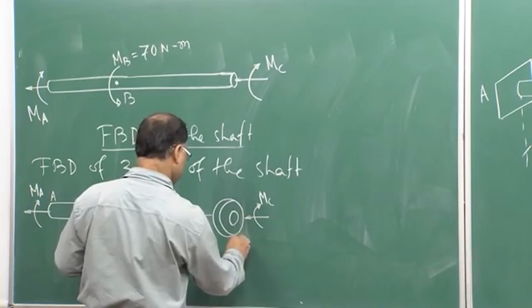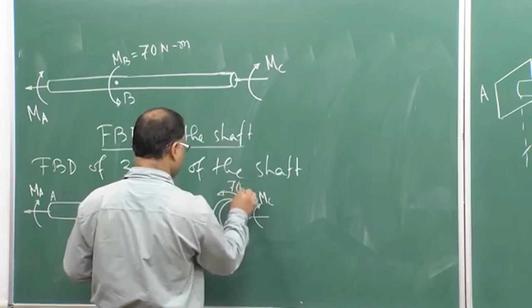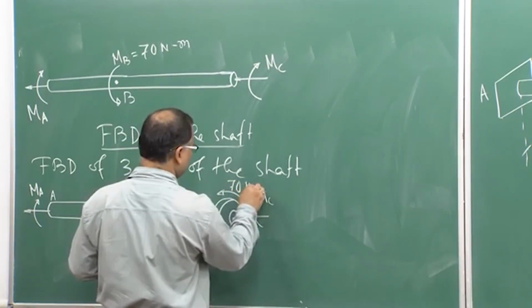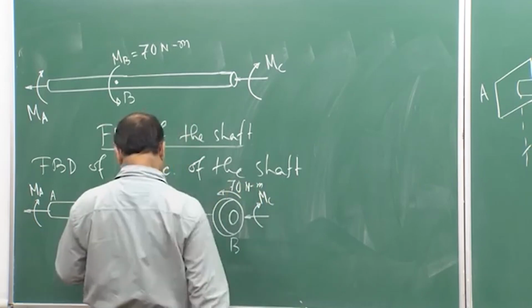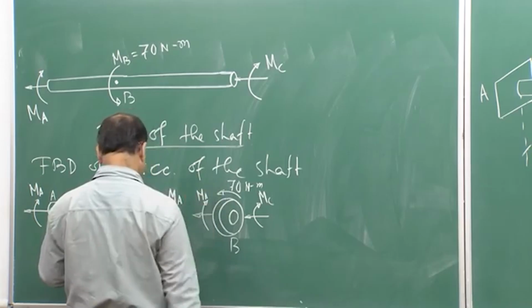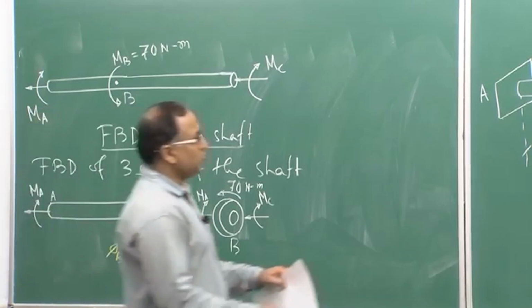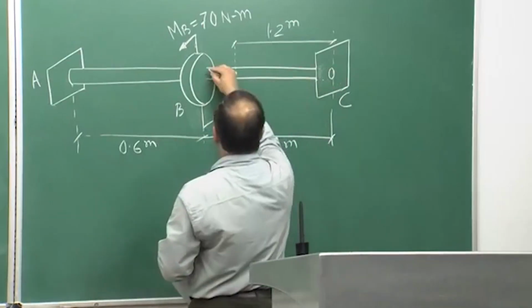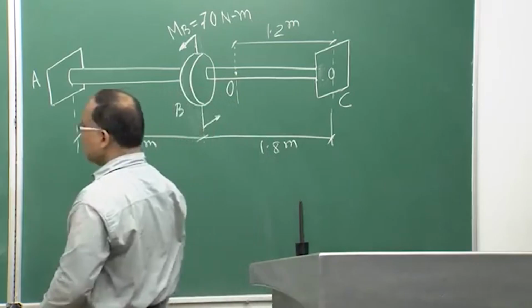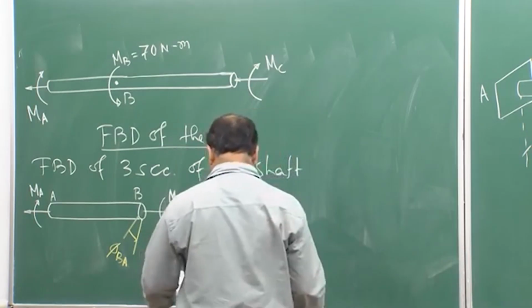MC, this is at B, some torque, some couple is acting 70 Newton meter, okay, that is externally applied couple. This is your MA. Okay. So, this is the free body diagram of that wheel on which the couple is acting. Okay. Then the next part is from B to C. Okay. From B to C, right, that is another part of the shaft. Okay. So, let us draw that.